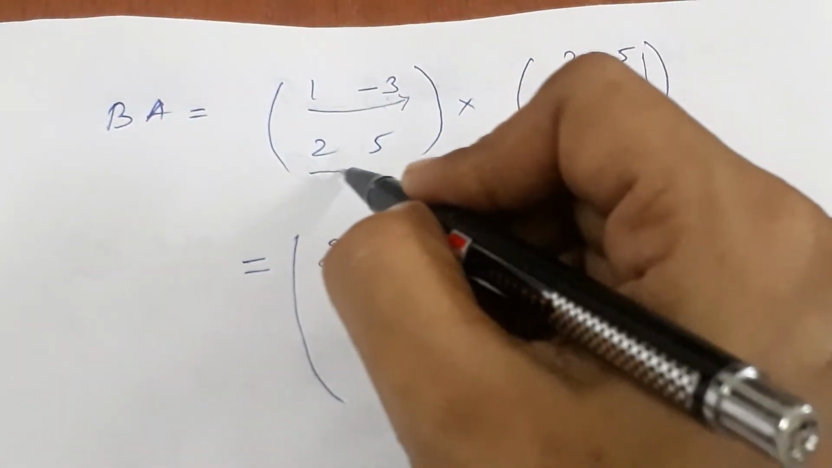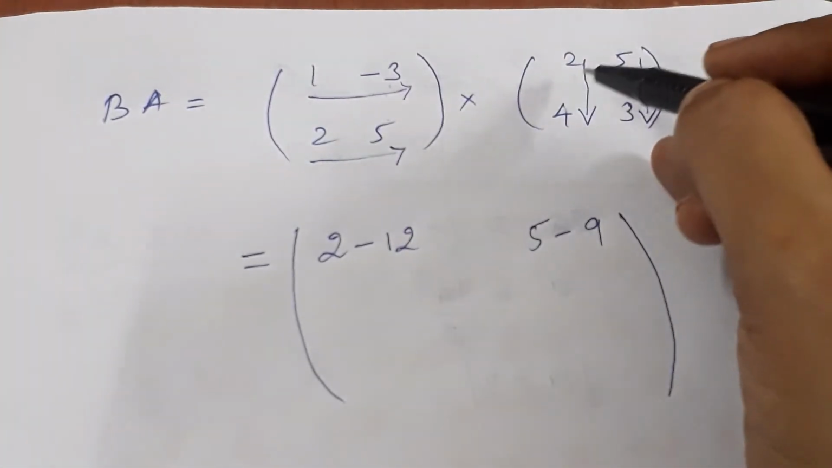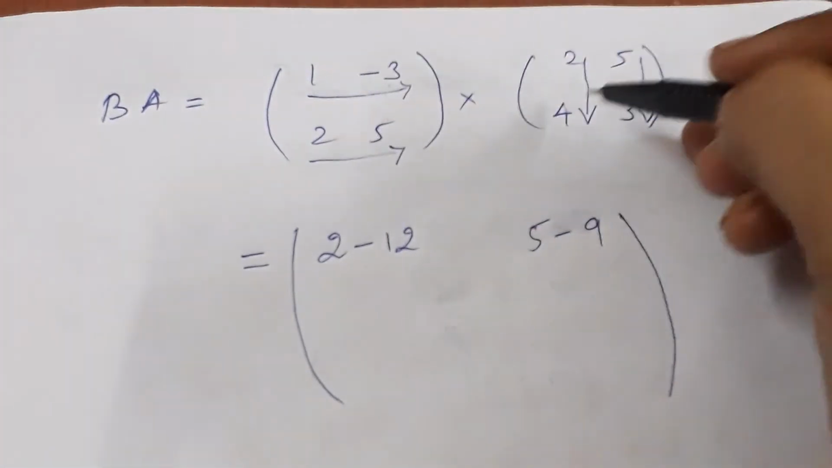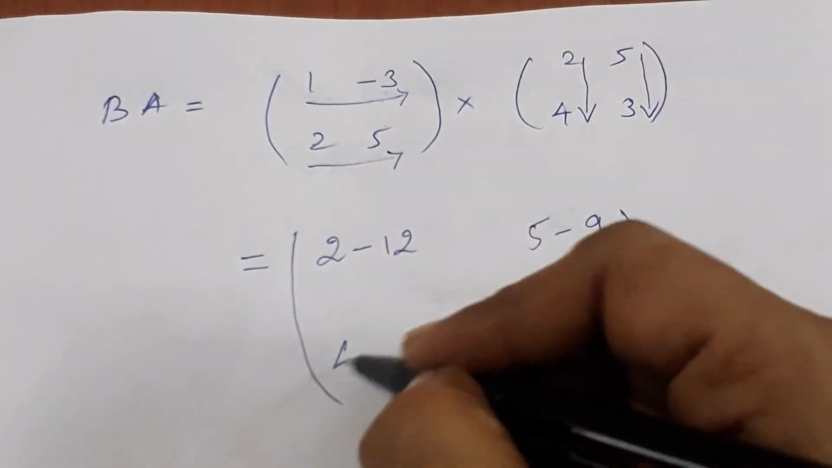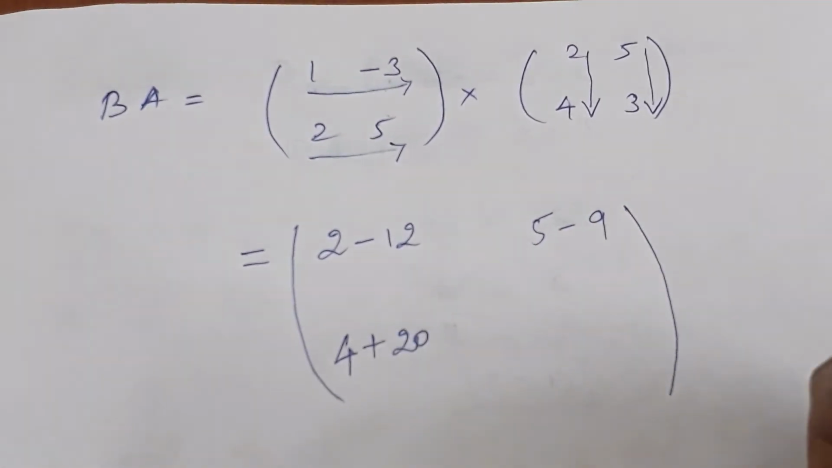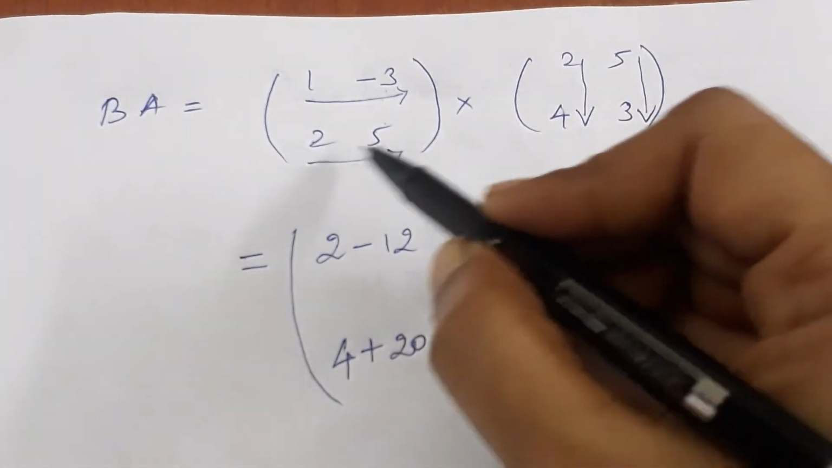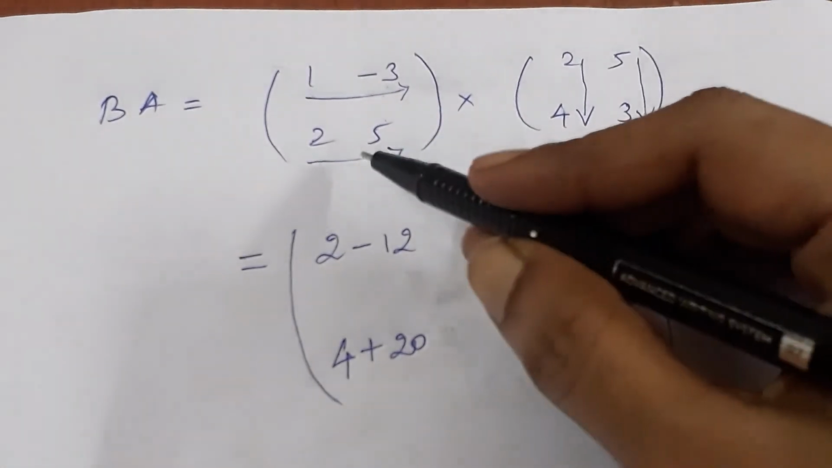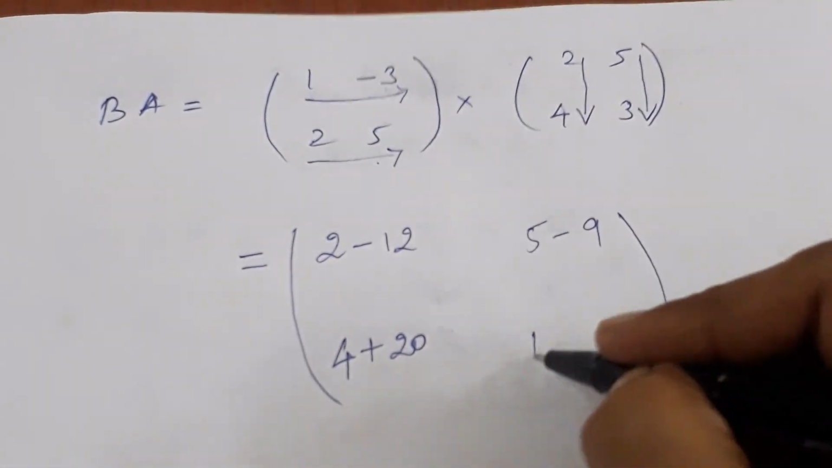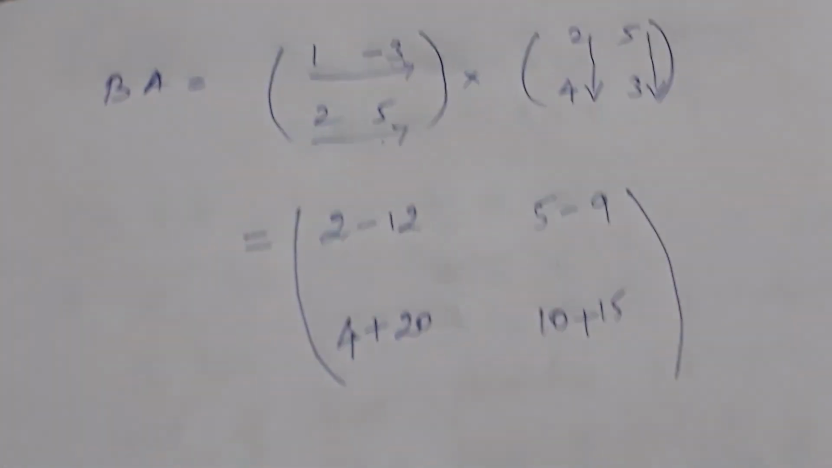Take the second row in the first matrix and multiply it by the first column as well as the second column. Second row times first column: 2 2s are 4, 5 4s are 20. In between these two numbers put a plus sign. And then come to the last entry. Take the second row in the first matrix and multiply it by the second column. 5 2s are 10, 5 3s are 15. In between these two put a plus sign.